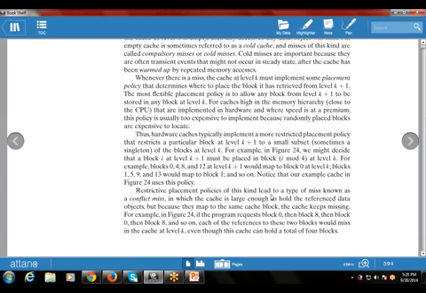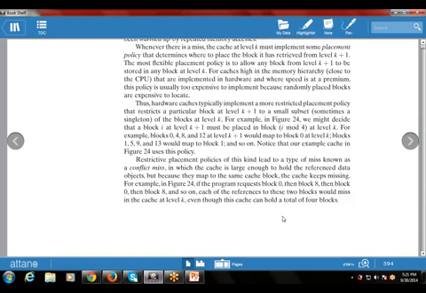Restrictive placement policies of this kind lead to a type of miss known as the conflict miss. That is your next miss. One is your cold miss, then your conflict miss, in which the cache is large enough to hold the referenced data objects, but because they map to the same cache block, the cache keeps missing. That is, the cache is not too small, it is large enough, but because they map to the same cache block, the CPU cannot fetch the data from the cache memory. That miss is known as the conflict miss.